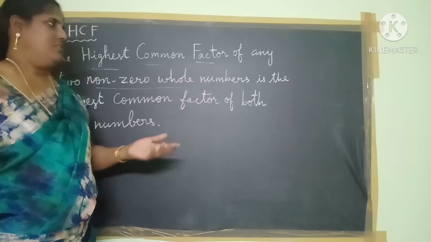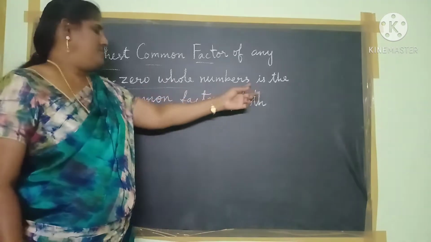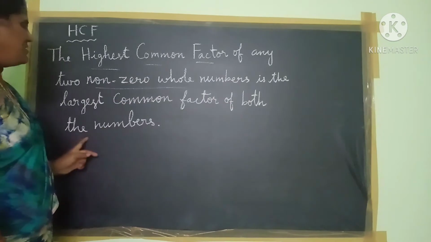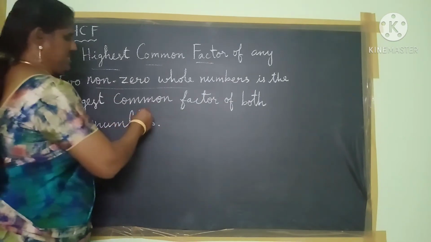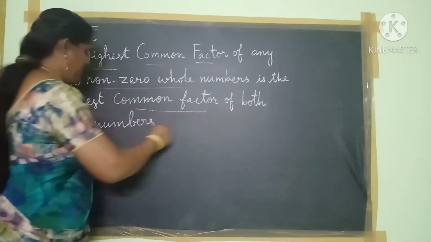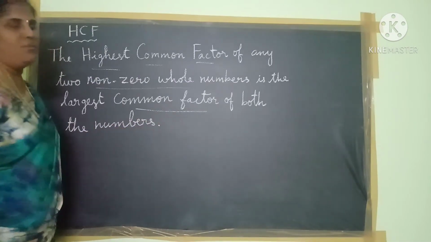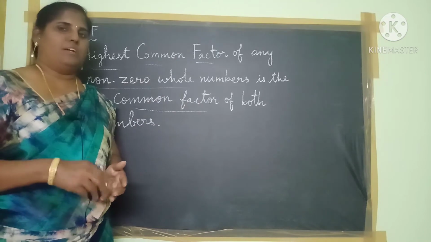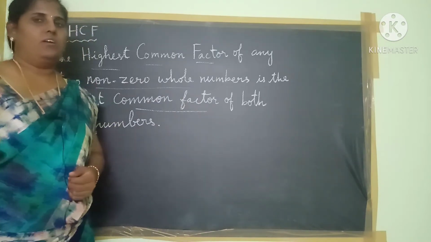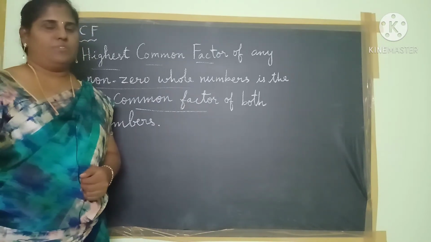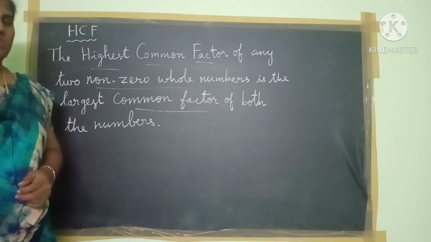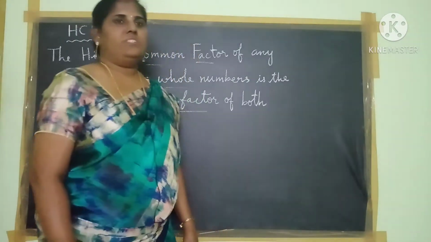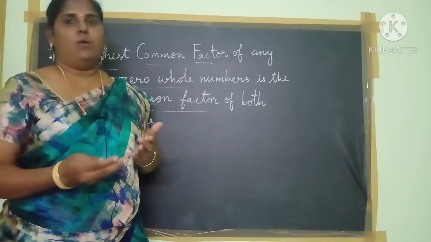So HCF is the largest common factor of both the numbers. Both means a minimum of two numbers, so you have to take at least 2 numbers. Let us see how to find it. Common factor means the number by which we can divide both numbers commonly.